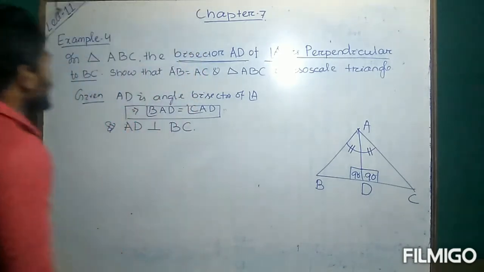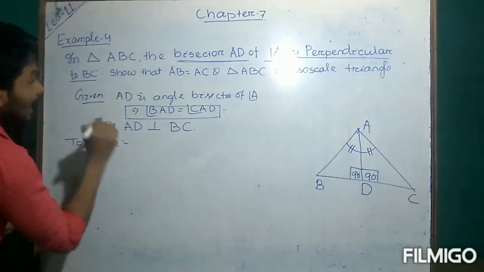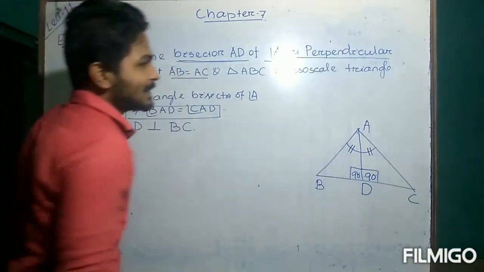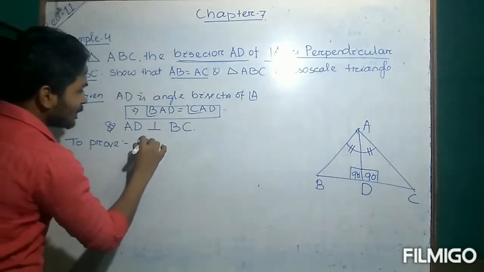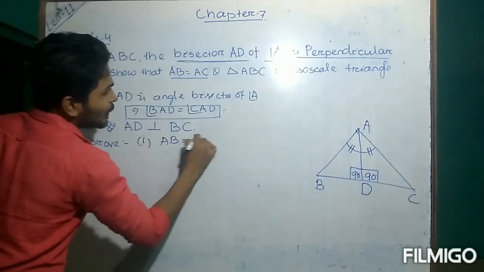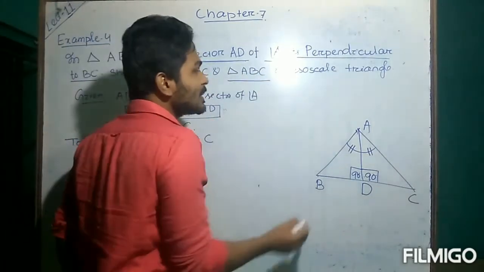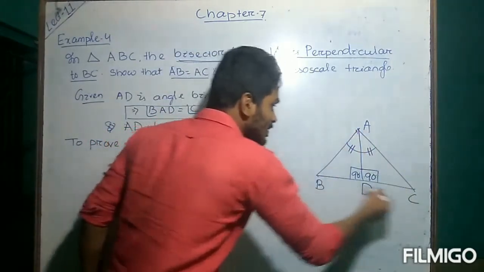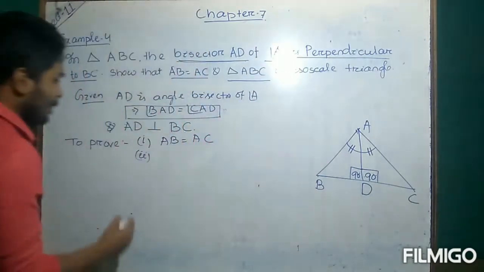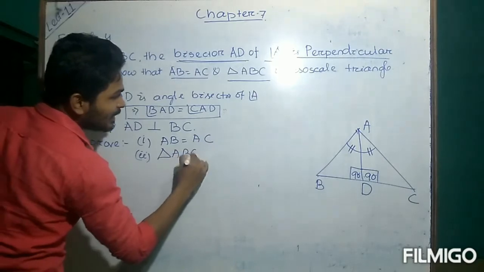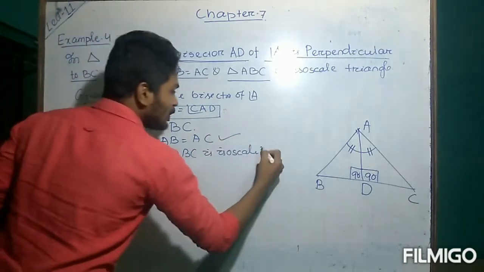Next, what do we have to prove? We have to prove that AB is equal to AC. So this distance is equal to this distance. So the first statement is AB is equal to AC. And the second statement we need to prove is about triangle ABC. Which triangle? We are talking about the large triangle, not the small triangle. That large triangle ABC is an isosceles triangle. So we have to prove these two statements.